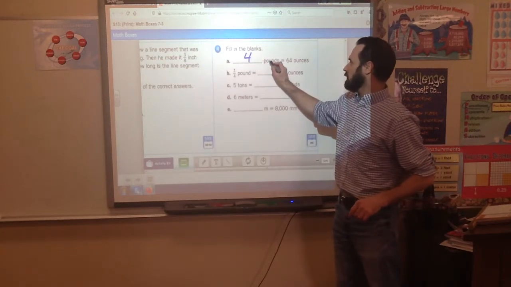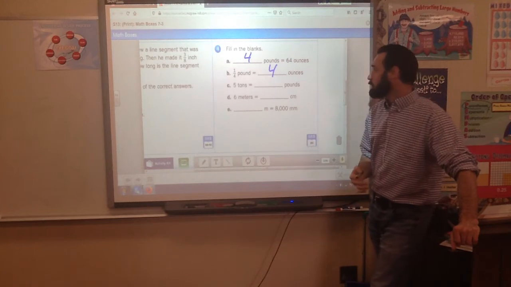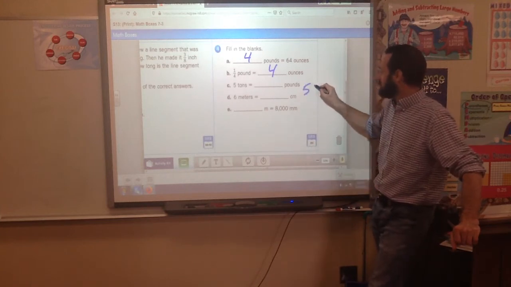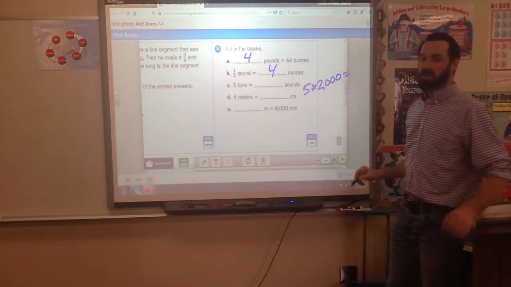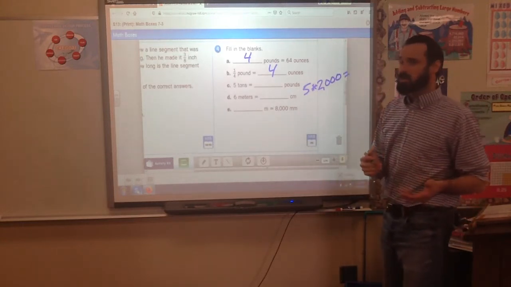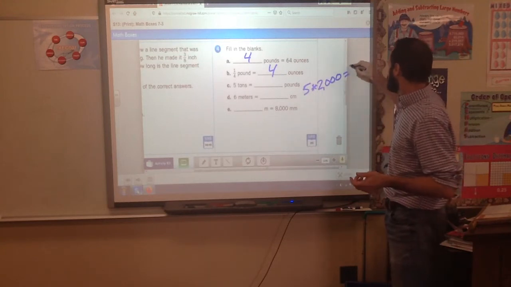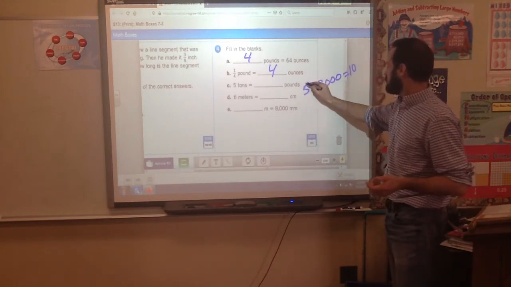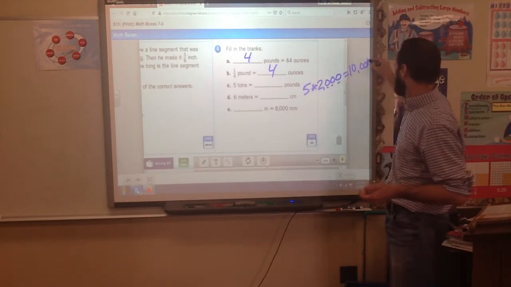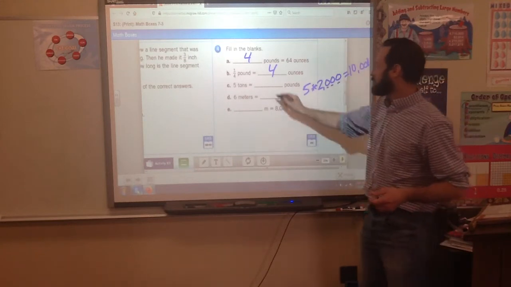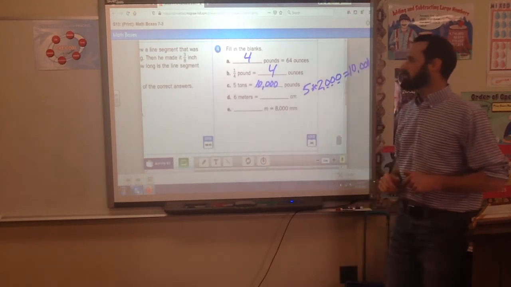This next one I think is pretty easy. 5 tons. Each ton is 2,000 pounds. So this is just 5 times 2,000. I wouldn't do 5 times 2,000. I'd probably just do the 5 times the 2 right away. 5 times 2 is 10. Then I just remember to add my 3 zeros. It's getting a little cramped, but you should get 10,000.